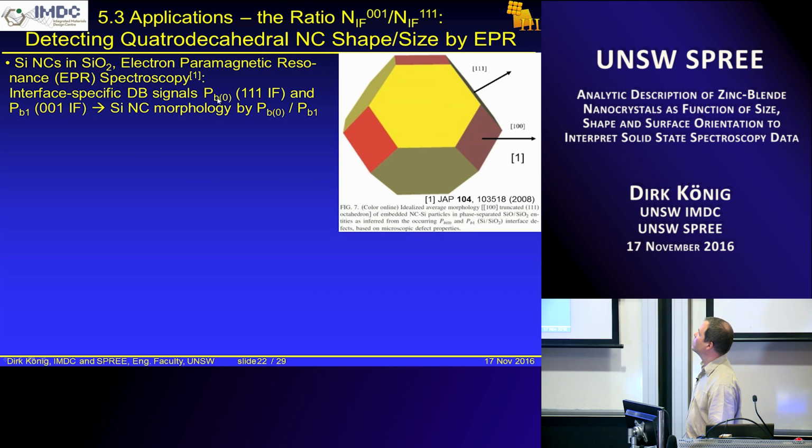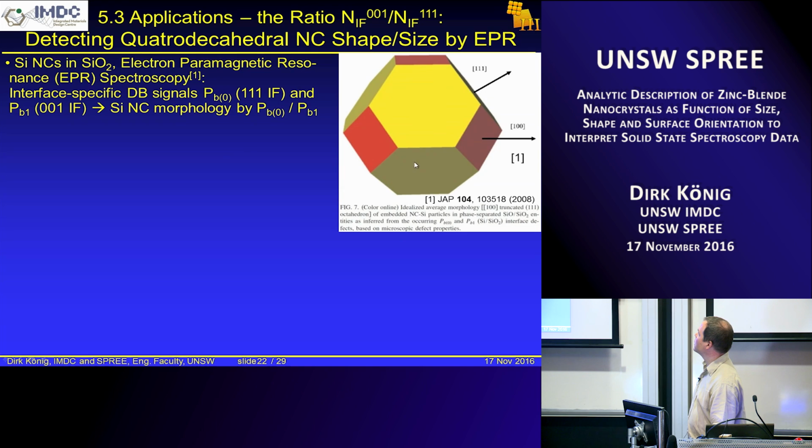The key point here is that you have Pb0 defects which are located at 111 facets, and you have the Pb1 defects, dangling bond defects of silicon, at 001 facets. Most of you will probably be more familiar with the Pb1 defect because we use 001 silicon in solar cells for passivation reasons. And these have different signatures in electron paramagnetic resonance, so we can discriminate these very well.